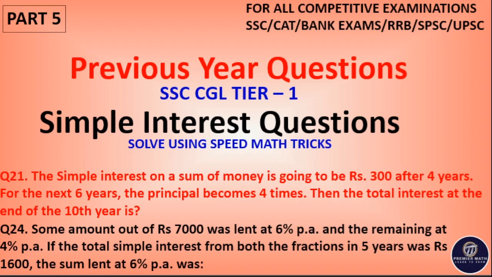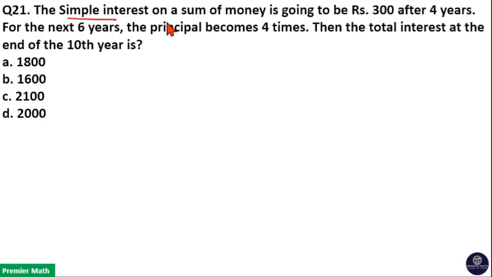Our first question is: simple interest on a sum of money is rupees 300 after 4 years. For the next 6 years, the principal becomes 4 times. Then the total interest at the end of the 10th year is.